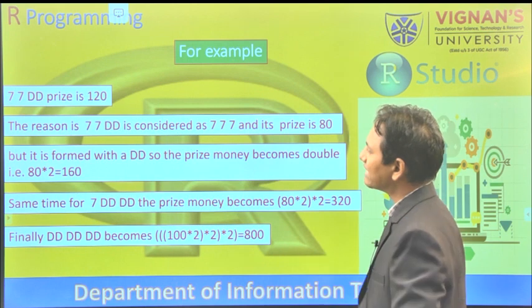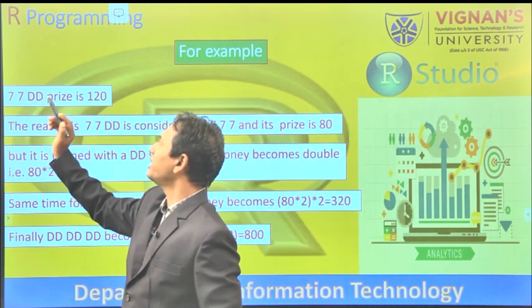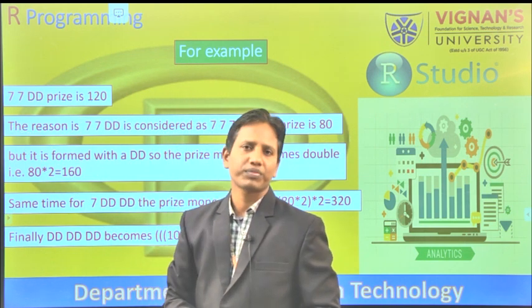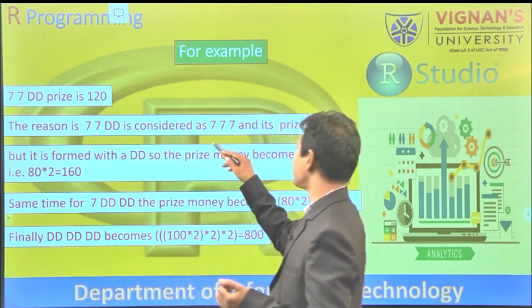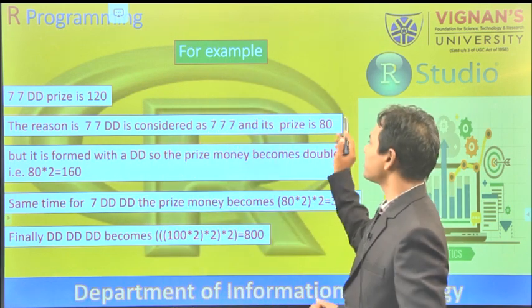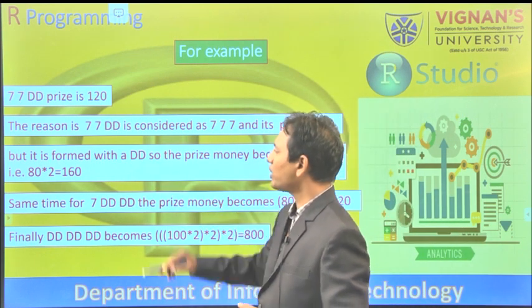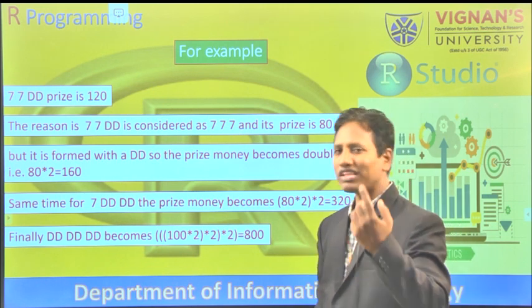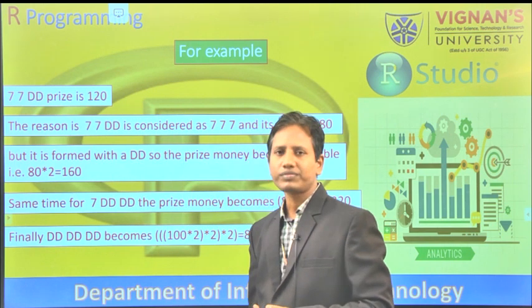So we will see the example of this one. 77DD, its price is considered as 120. How? The reason is 77D is considered as 777 and its price is 80, and here we have DD once, so the amount has to be doubled once. So once we doubled that one, 80 into 2 will become 160.